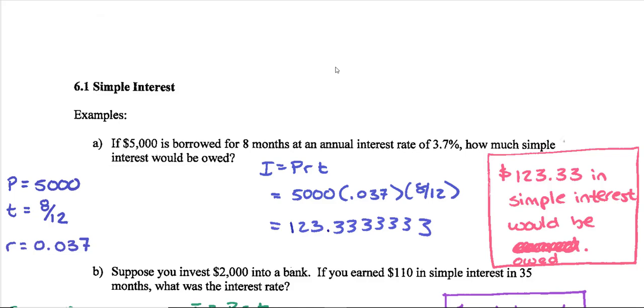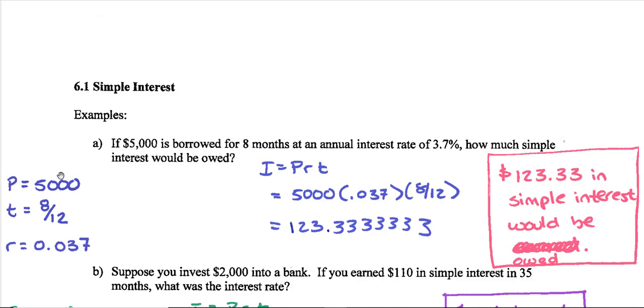Let's go over the solutions to the exercises for simple interest. Example A. If $5,000 is borrowed for 8 months at an annual interest rate of 3.7%, how much simple interest would be owed? Okay, so we know we're going to use simple interest. So the first thing we're going to do is figure out which formula we're going to use. I equals PRT.